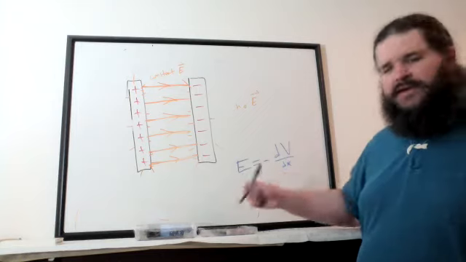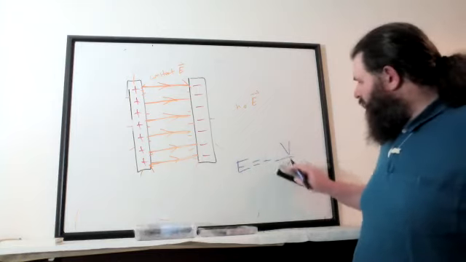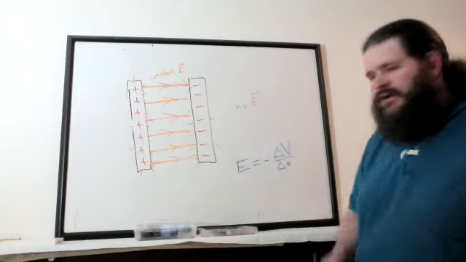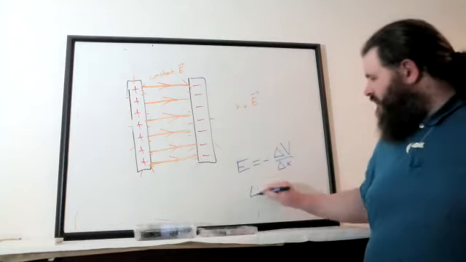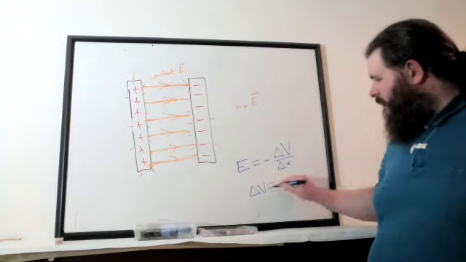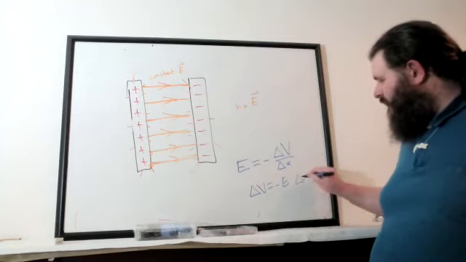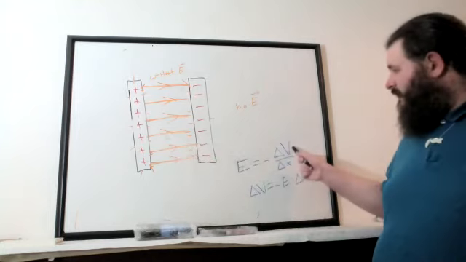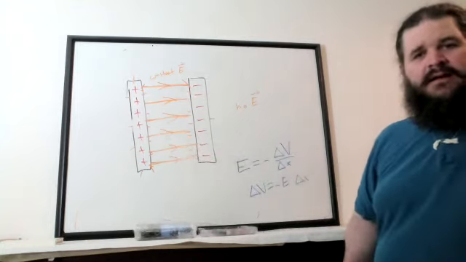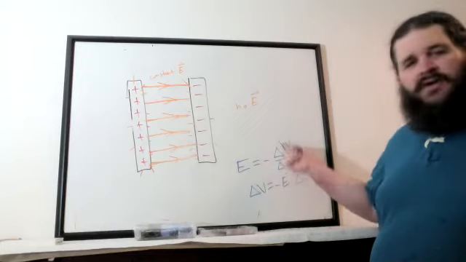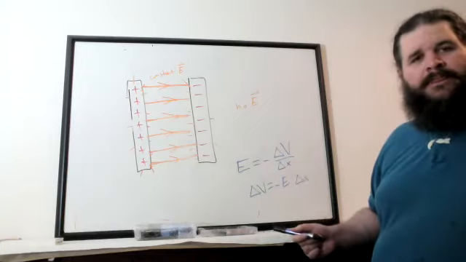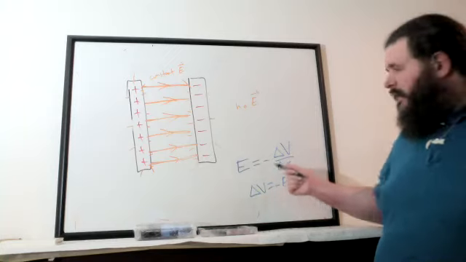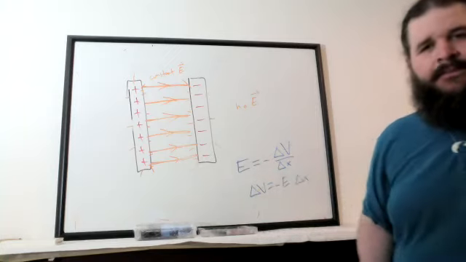Or since the electric field is constant, we can just treat this as the rate of change in voltage over change in position, which means that change in voltage is negative electric field times distance. We've got a constant electric field, so that means the voltage is changing at a constant rate. You go forward 1 centimeter, you get a certain amount of change in voltage. That ratio of how much the voltage changes per centimeter is the amount of electric field.